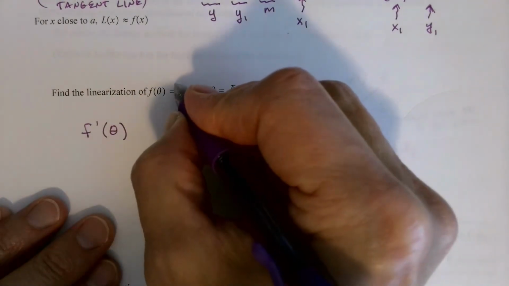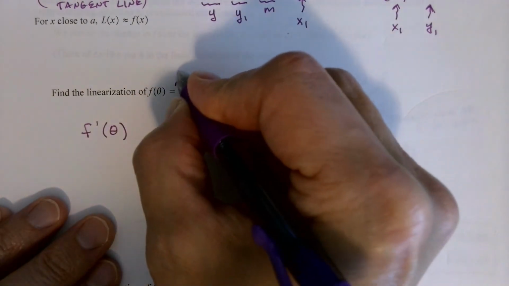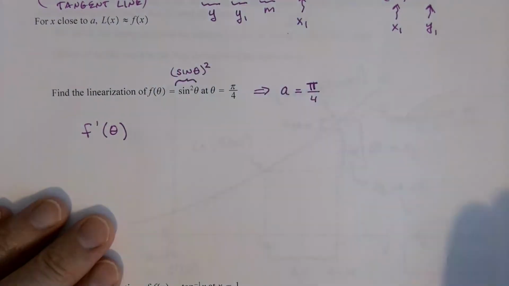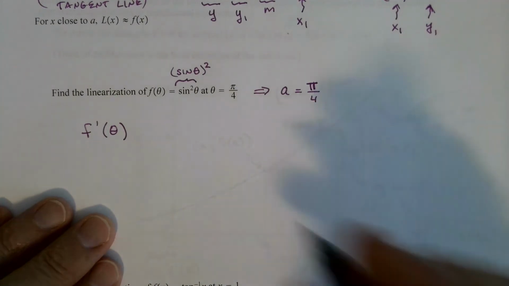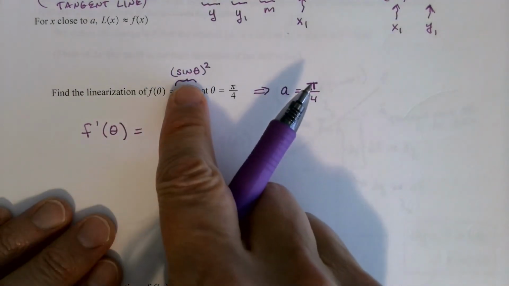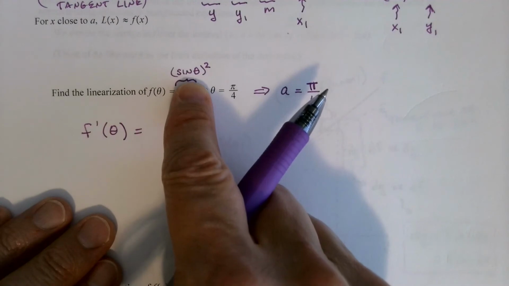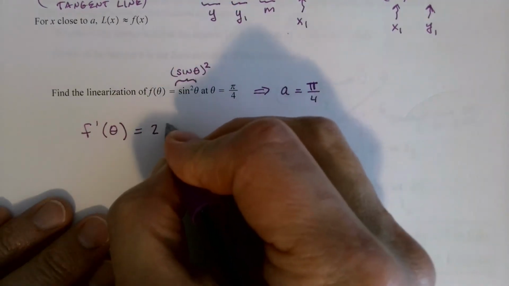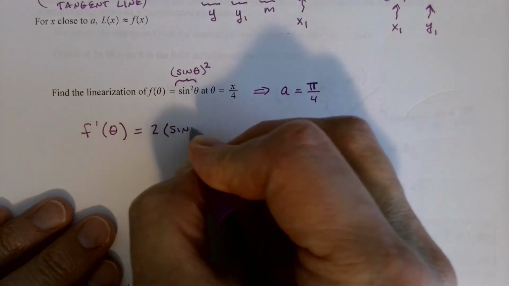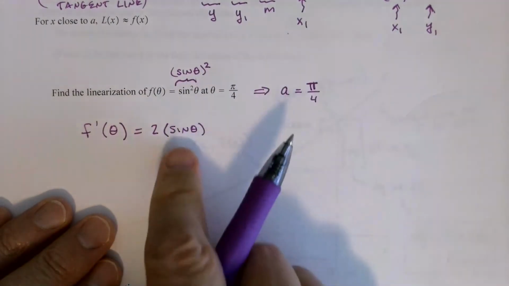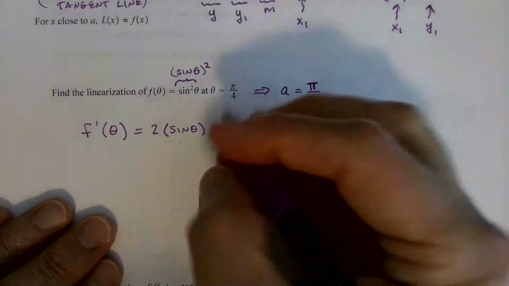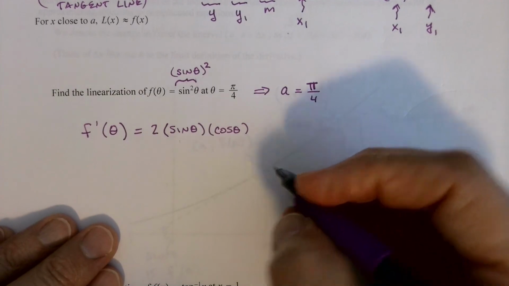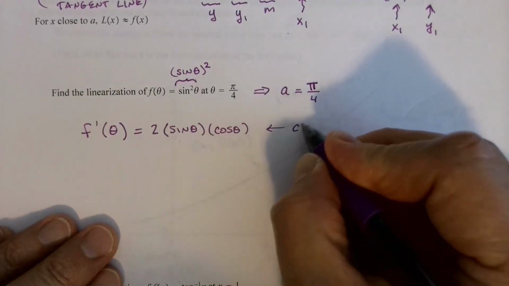Well, be real careful, right? Sine squared theta, I can think of as sine of theta squared, or sine theta times sine theta. I can use the product rule, but I'm just going to use the chain rule. I've got outer function u squared, inner function sine theta. So what's the derivative of u squared? That's 2 u to the first power times the derivative of what's inside. What's the derivative of sine of theta? Cosine theta. Right? So this is by the chain rule.